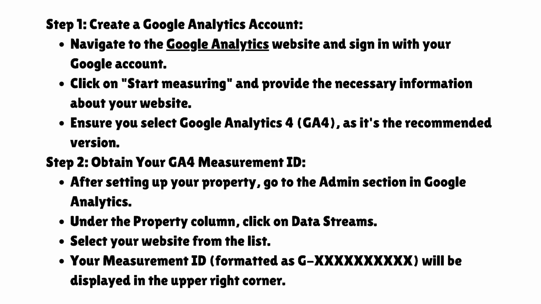Step 2. Obtain your GA4 measurement ID. After setting up your property, go to the admin section in Google Analytics. Under the property column, click on Data Streams, and then select your website from the list. Now your measurement ID should be formatted like this, and it will be displayed in the upper right corner.